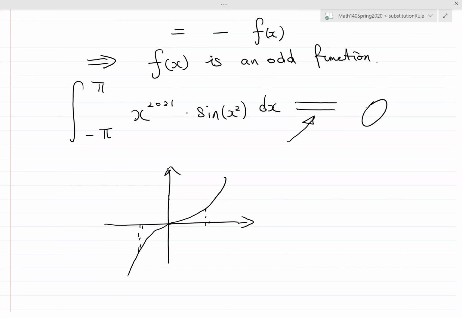Okay, let's see more examples of substitution in integrals.